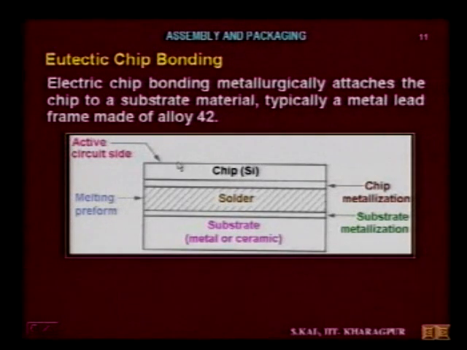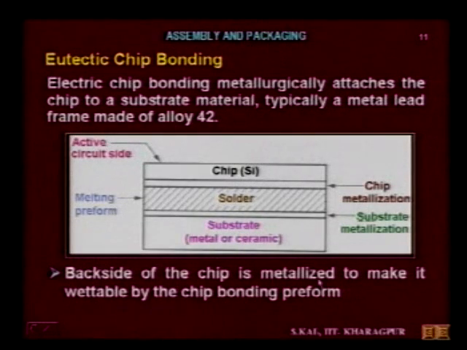That means on the top side will be the active circuit, and below the chip it is metallized. This is metallization of the chip backside. This is a solder material, this is a melting preform, and here is the substrate. And the chip metallization and substrate metallization will help for proper alloying or proper bonding of the substrate and solder material with the chip.